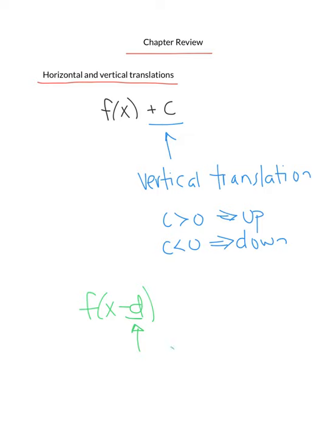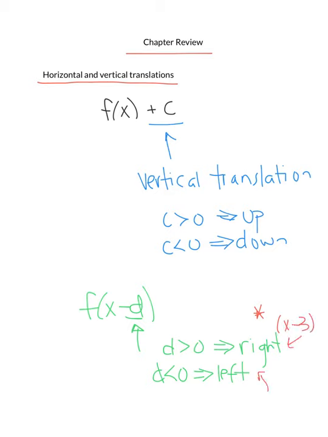So technically it is still, if d is greater than 0, this is a shift right. And if d is less than 0, this is a shift left. But I'm just going to leave a little note here for you to remember that it might look the opposite of what you think. So x minus 3 would be the shift right and x plus 3 would be the shift left.